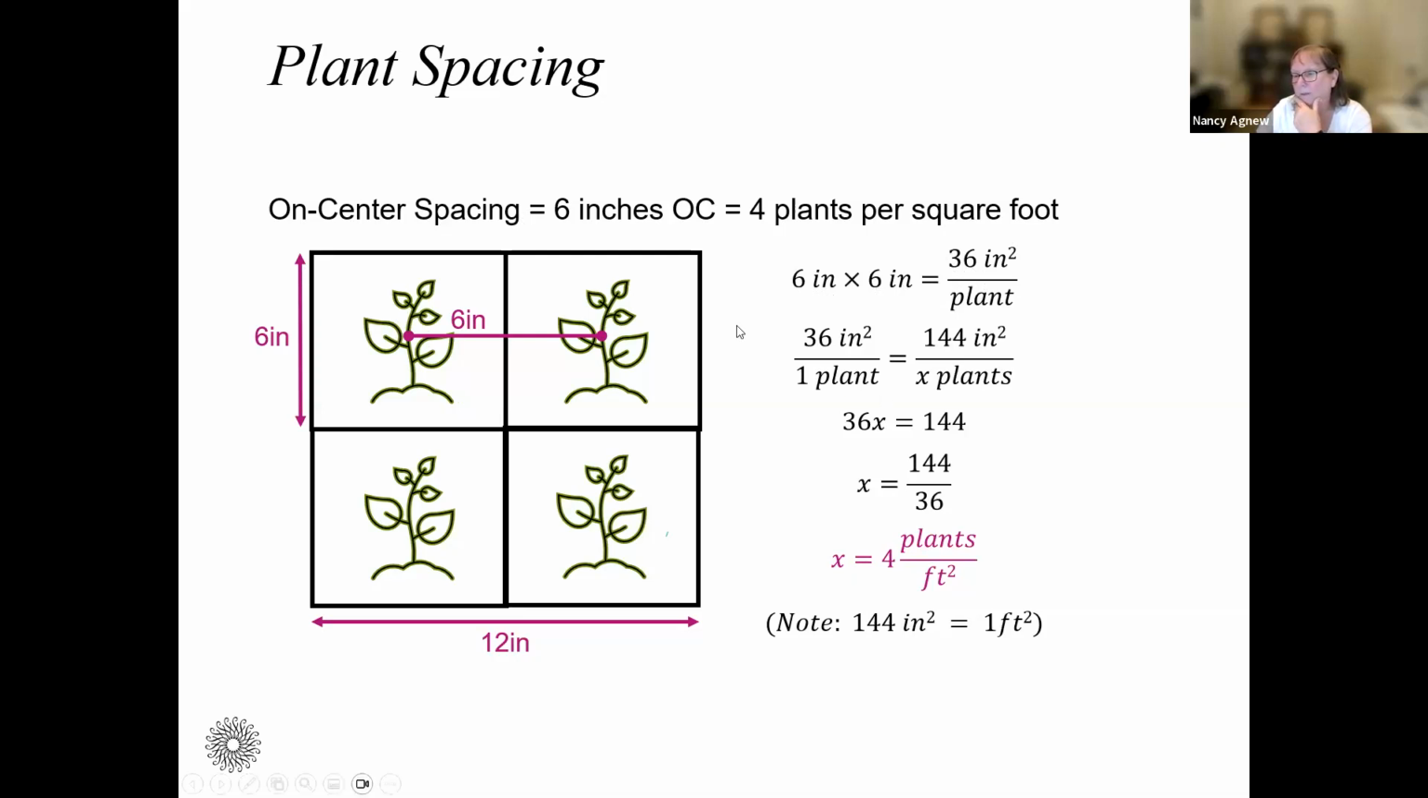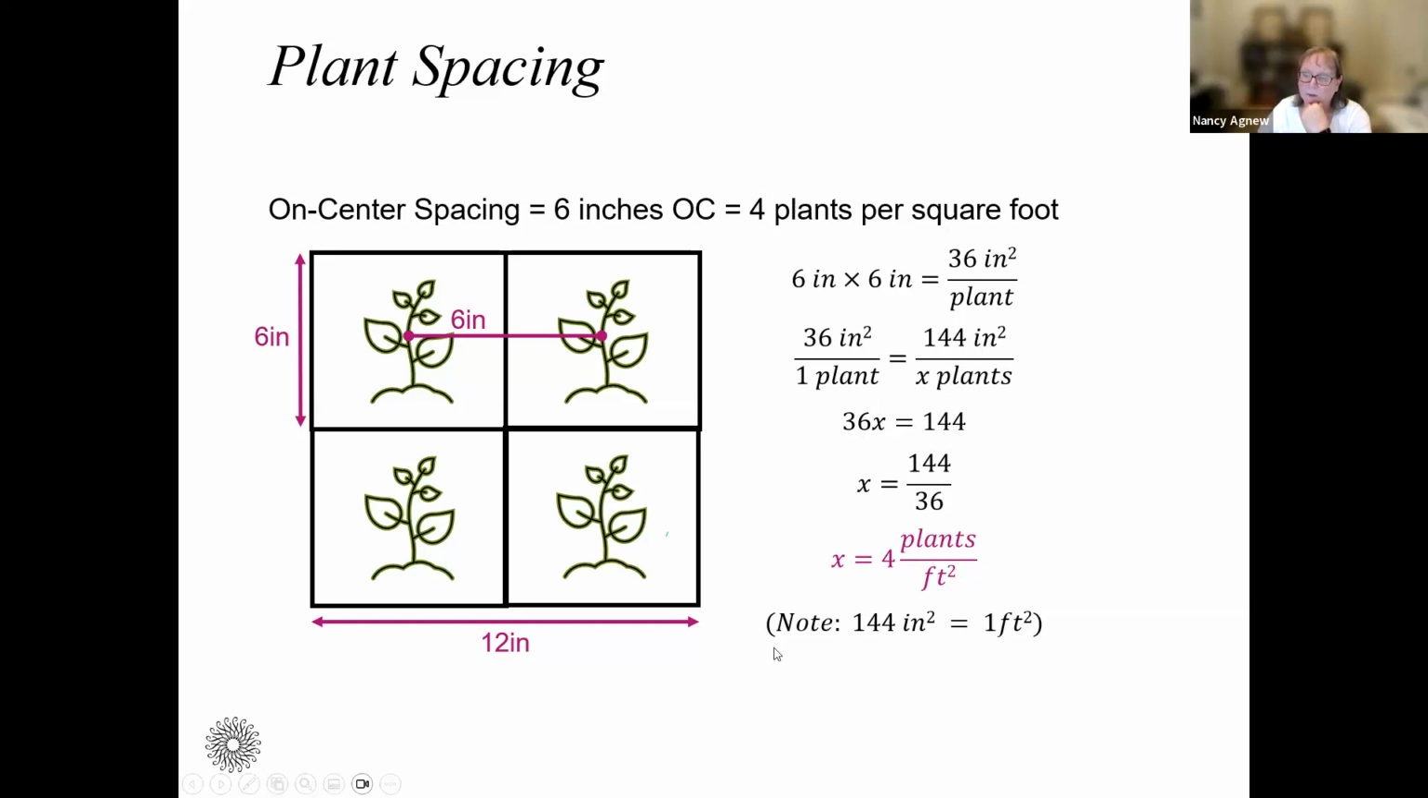So on the math side, I write a proportion like this. 36 square inches is occupied by 1 plant. 1 square foot, or 144 square inches, because we have to keep the units the same, or 12 by 12, is occupied by X plants. So I'm going to solve for X. So 36X equals 1 times 144, or 144. Isolate X, so we're going to divide the left side by 36 and the right side by 36. So you come down to 4 plants per square foot.